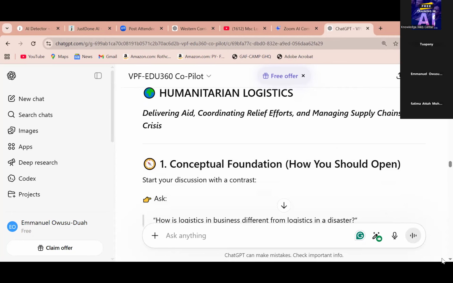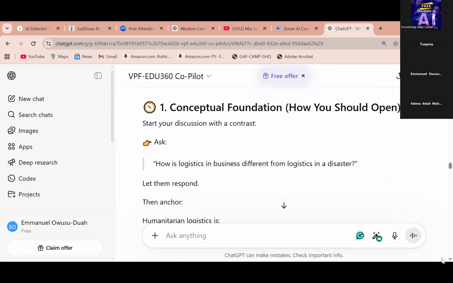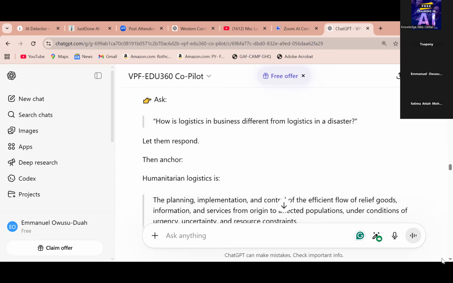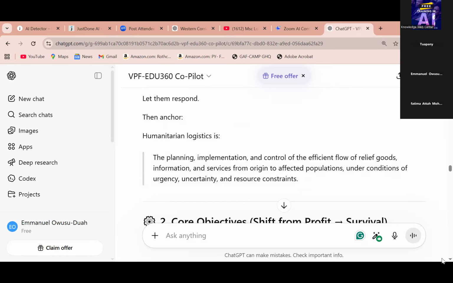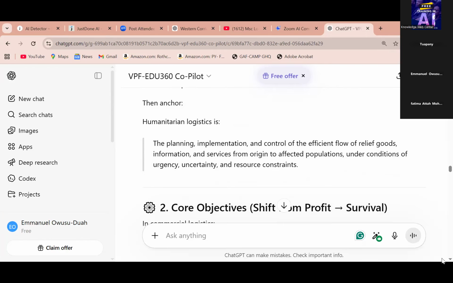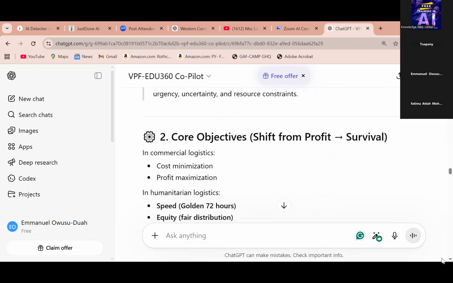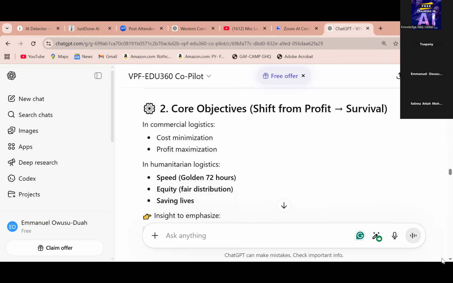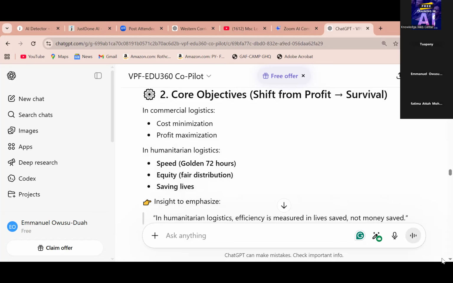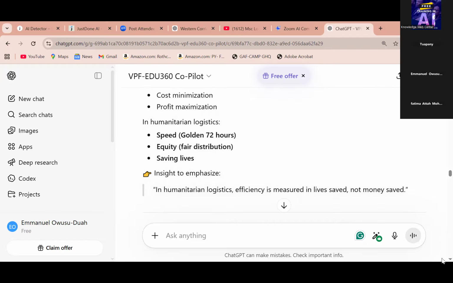Then we came to conceptual foundation, how you should open. Start your discussion with a contrast. Ask, how is logistics in business different from logistics in a disaster? Let them respond. Then anchor. Humanitarian logistics is the planning, implementation, and control of the efficient flow of relief goods, information, and services from origin to affected populations under conditions of urgency, uncertainty, and resource constraints. Then 2, core objectives: shift from profit to survival. In commercial logistics, cost minimization, profit maximization. In humanitarian logistics, speed, that golden 72 hours, equity, fair distribution, saving lives. Insight to emphasize.